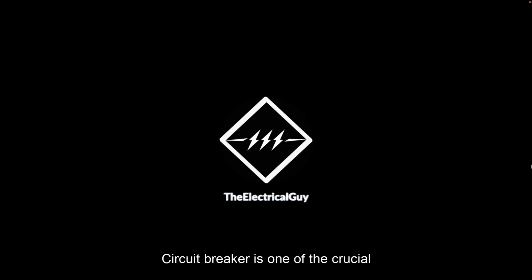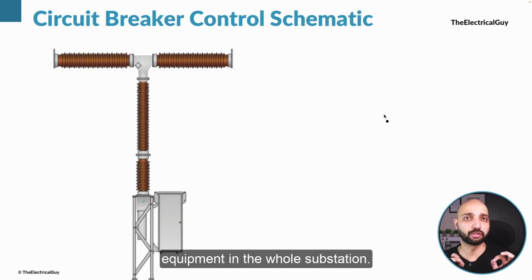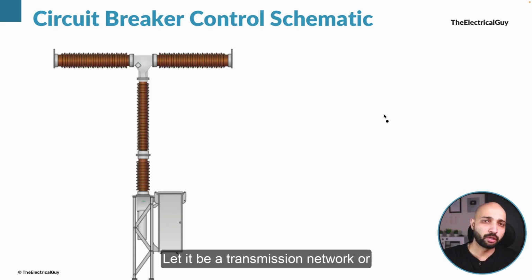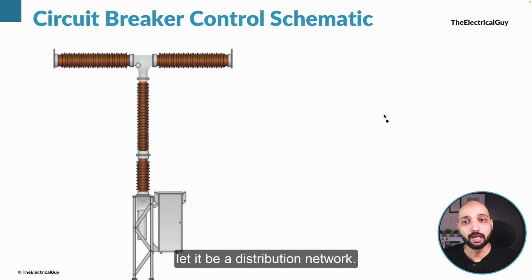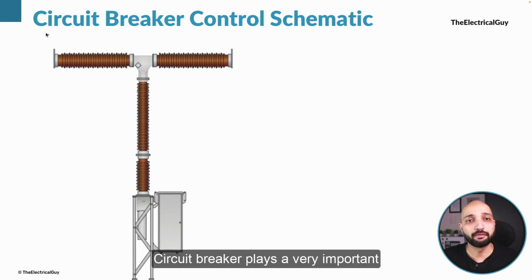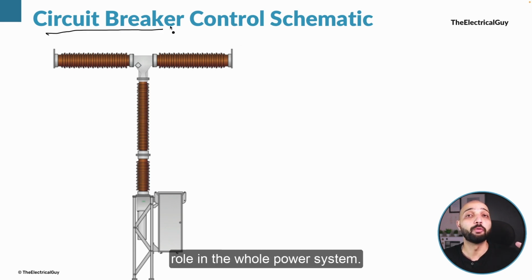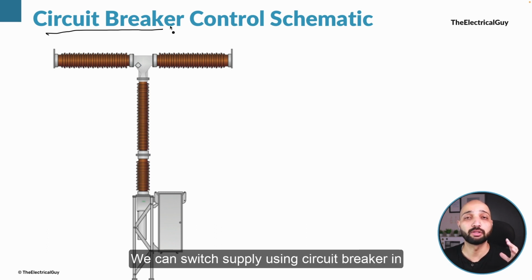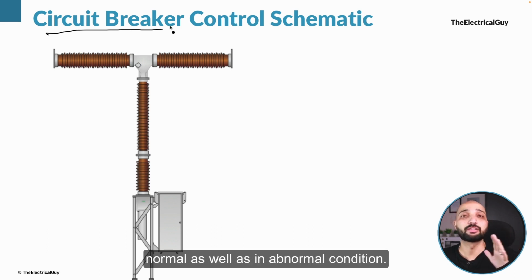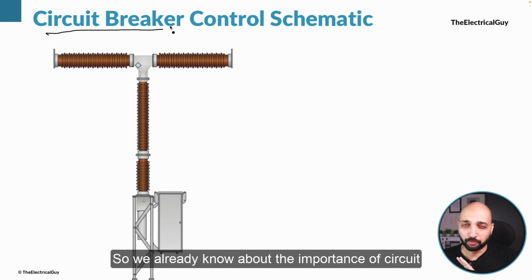We know about circuit breaker. Circuit breaker is one of the crucial equipment in the whole substation, let it be a transmission network or a distribution network. Circuit breaker plays a very important role in the whole power system. We can switch supply using circuit breaker in normal as well as in abnormal condition. So we already know about the importance of circuit breaker.